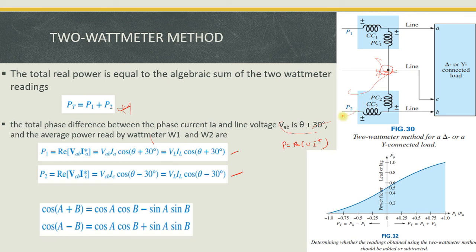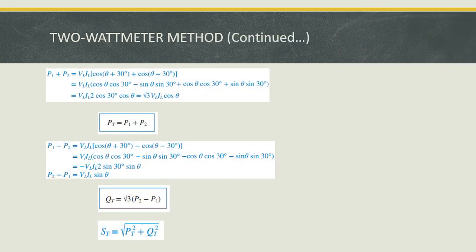We know the trigonometric formulas: cos(A plus B) equals cos A cos B minus sin A sin B. Similarly, cos(A minus B) equals cos A cos B plus sin A sin B. Now use the expansion of these two formulas in these two equations. Then the total power P1 plus P2 has the final value root 3 VL IL cos theta. This is my total power consumed by the three-phase load, so PT equals P1 plus P2.